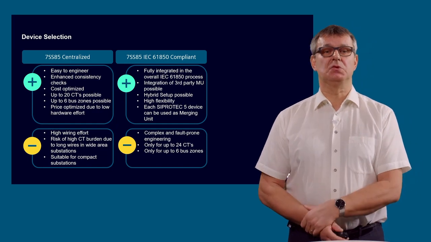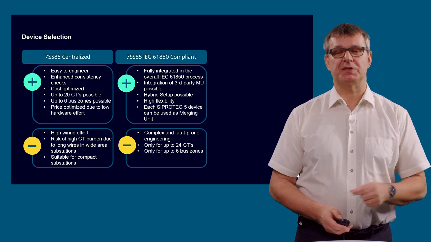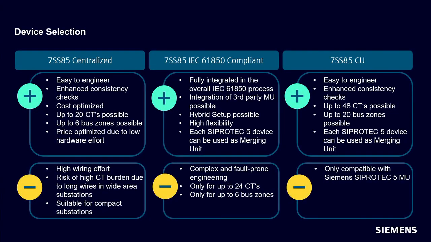Let's come to the 7SS85CU, the fully distributed busbar protection. It's very easy to engineer, especially in contrast to the IEC 61850 compliant solution. You can also use very enhanced consistency checks.